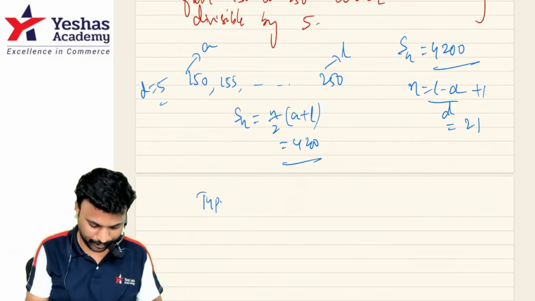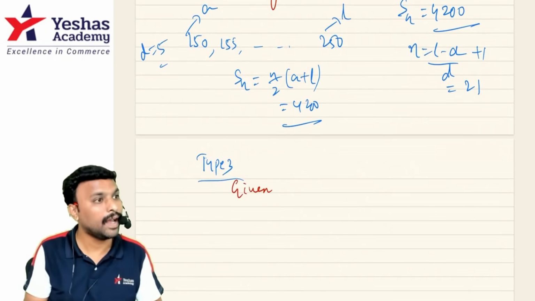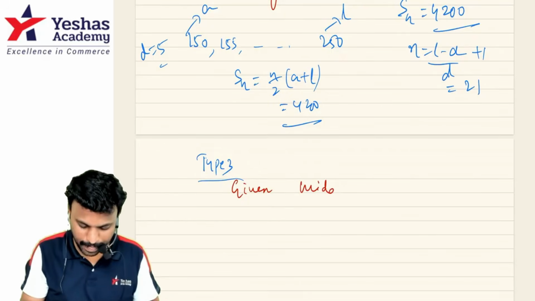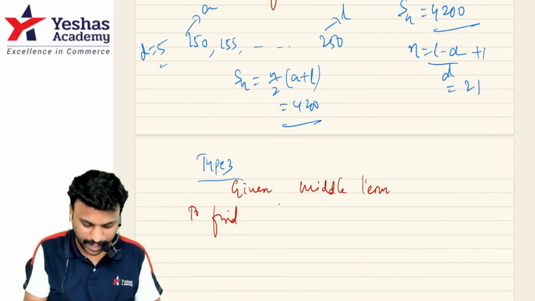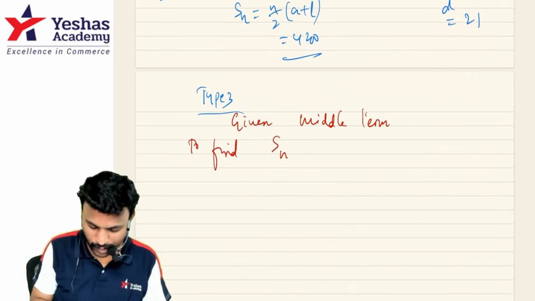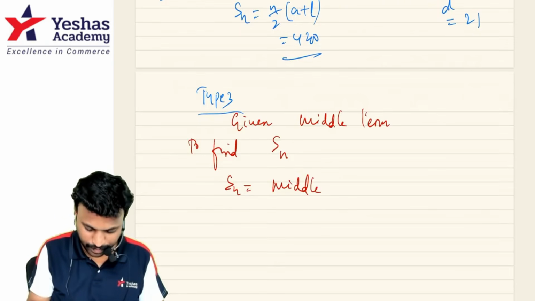Type 3. What was type 3, guys? Given what? Middle term. Given middle term to find what? Sn, sum of n terms. Correct? So how do I find Sn? Middle term into n.